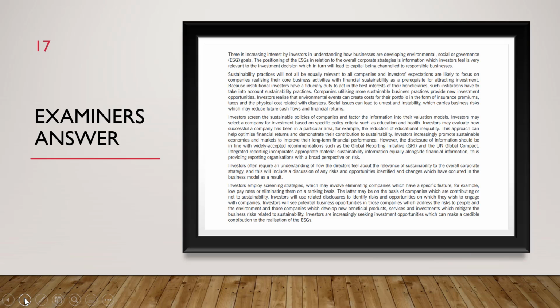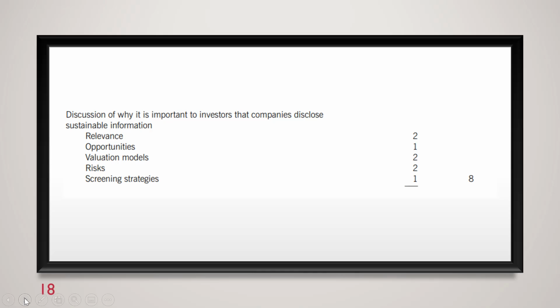And I sort of hesitate to do this, but I'm going to show you the marking guide. And the marking guide was interpreted by the markers fairly loosely. Why is sustainable information relevant? Does it provide opportunities? What about the valuation of the business? What about the risks? What about the screening strategy?